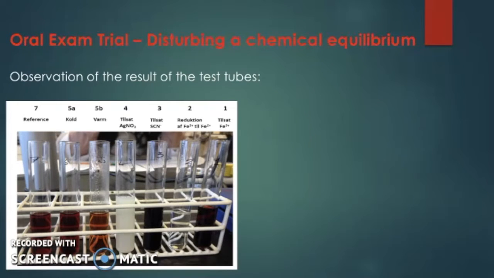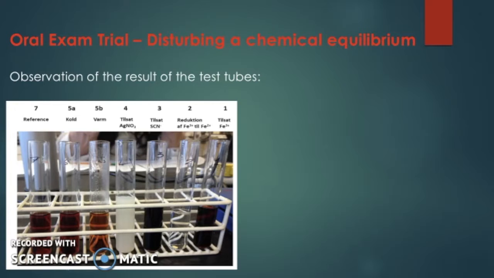Now I'm going to present my results. So we distributed the solution into 6 test tubes, and now I will explain the results we saw when we applied stress to each of the test tubes. So in test tube 1 we added iron-free ions in the form of iron-free nitrate to the chemical equilibrium. The color of the solution changed to a darker red color. And in test tube 2 we added vitamin C to the chemical equilibrium, and we observed that the color of the solution turned less red.